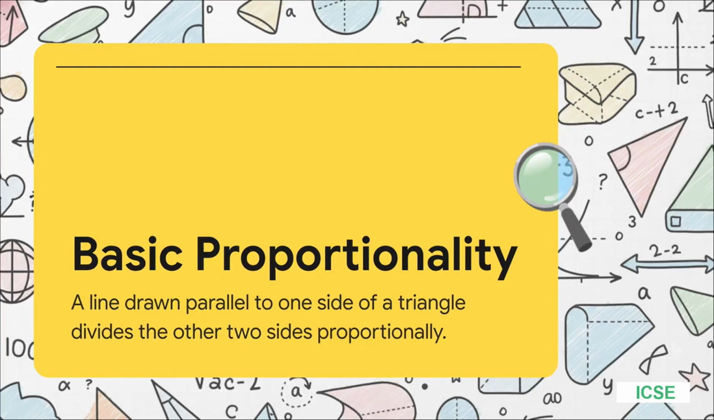All right, next up is a really powerful theorem. The basic proportionality theorem just says that if you draw a line inside a triangle that's parallel to one of the sides, it magically cuts the other 2 sides into perfectly proportional pieces. This rule is a total game changer for solving problems with similar triangles.